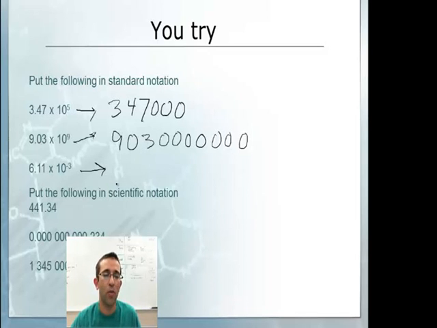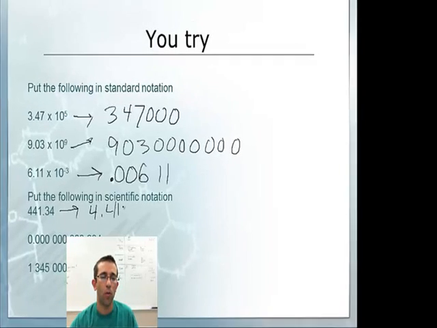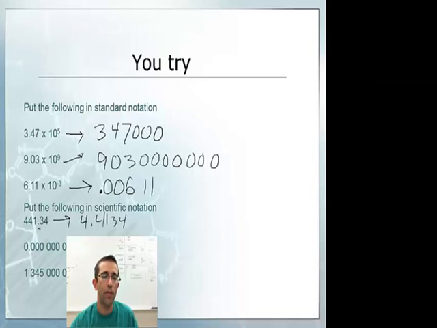Alright, got the negative number. We're moving it left this time. The decimal place was here, so 1, 2, 3, put our decimal down. Now I put the following in scientific notation. We get 4.4134. Remember, move this decimal to get a number in the ones place.